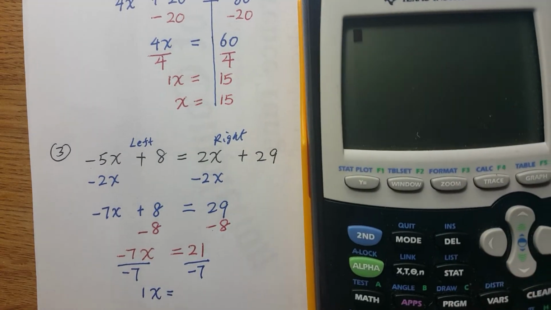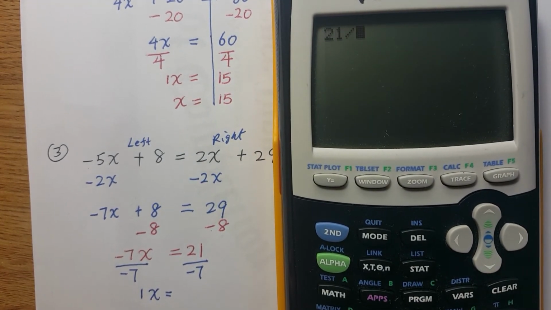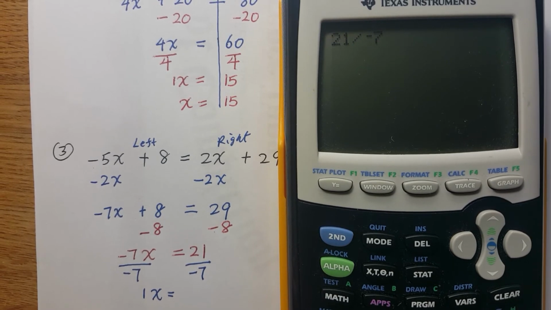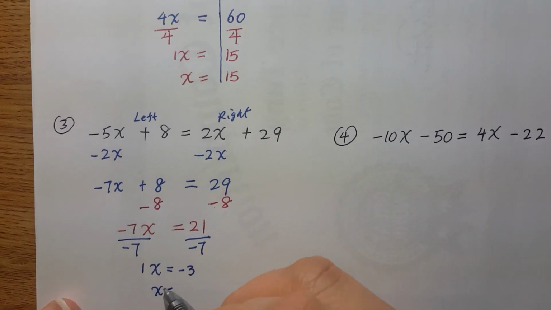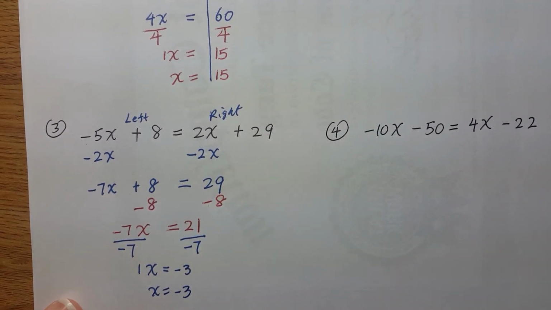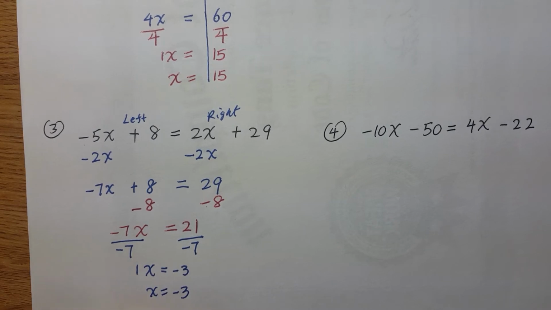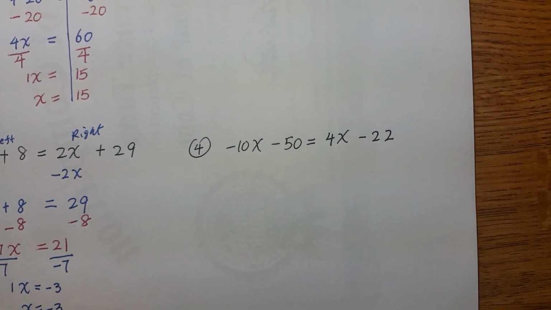Now use our calculator. 21 divided by negative 7, negative 3. So we found out that x is negative 3. So that means x equals negative 3. So we finished question number 3. Now let's take a look at question number 4.